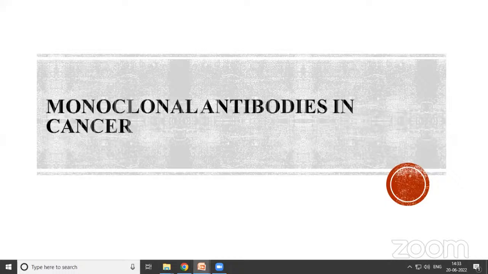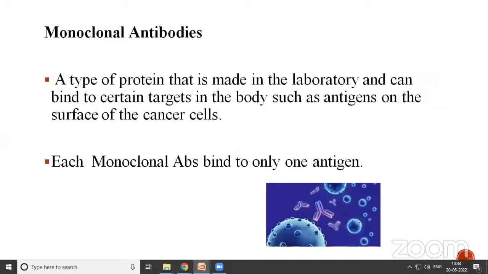Let us move on to the topic, monoclonal antibodies in cancer. First, let us know what antibodies are. They are protein in nature. They fight against foreign substances like antigens. What are monoclonal antibodies? It is a type of protein that is made in the laboratory and can bind to certain targets in the body, such as antigens on the surface of cancer cells. Each monoclonal antibody binds to only one antigen.